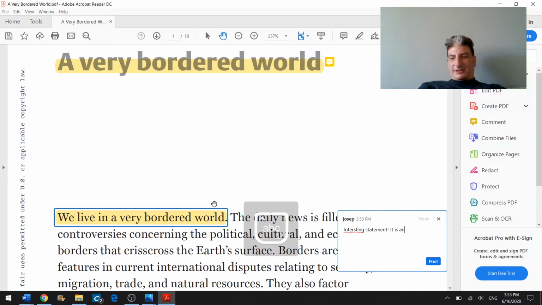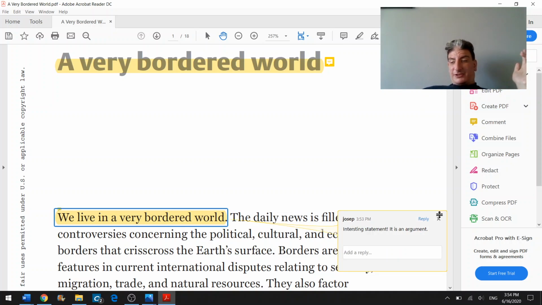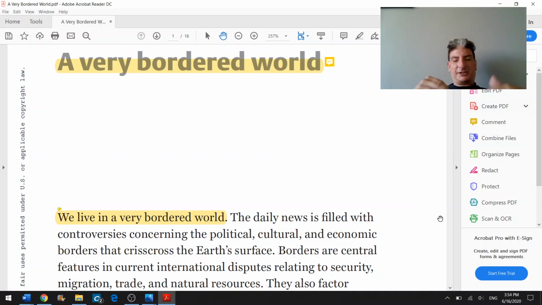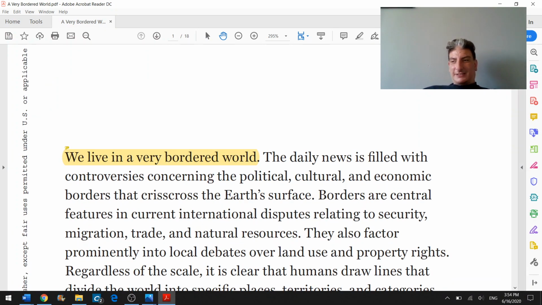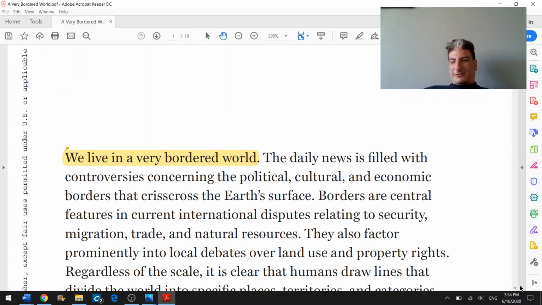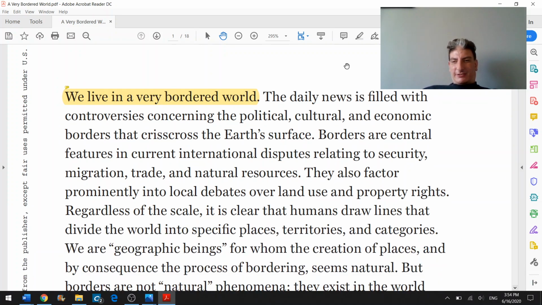It is an argument. So, one of the first things I do is I just read the first paragraph or two. Usually, the introduction is just like in a regular essay. It kind of outlines everything that's going to be in the rest of the book, right? So we live in a very bordered world. I wonder if this person's going to continue to talk about this. It's very interesting. One of the first things they do is they talk about the news.